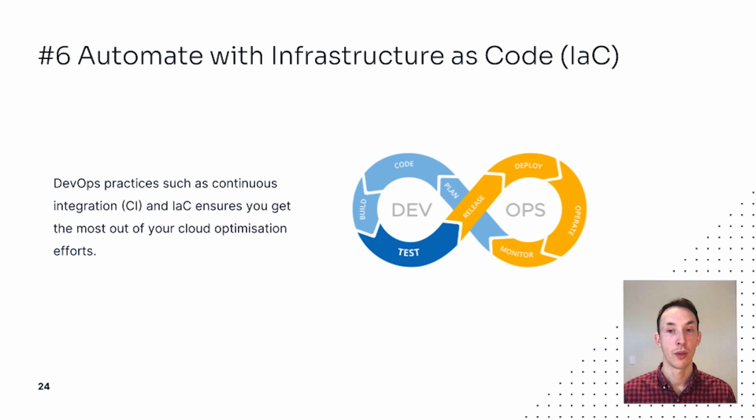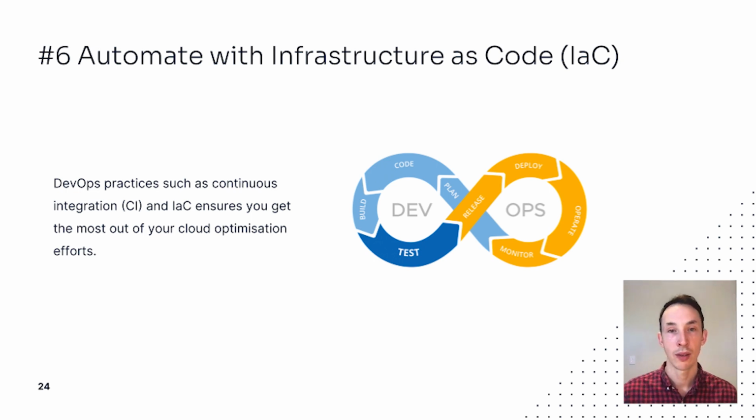Okay. So we talked a bit about some cost reduction measures. We talked about some good cloud hygiene. The last thing we want to briefly talk about is automating with infrastructure as code. And so DevOps practices such as CI, continuous integration, automated test, infrastructure as code, they all enable the previous technologies, techniques, and strategies we just talked about.